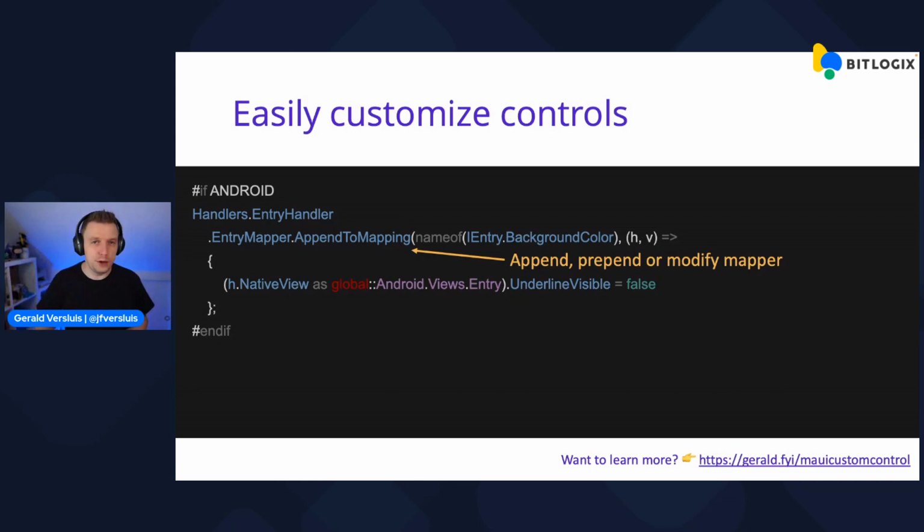You can also do prepend, which is a very specialized one, because then you're going to run your mapper before ours are going to run. So there's a chance that it might get overridden, or you can modify the mapper, and that's basically saying like, okay, .NET Maui team, you've done a wonderful job with this mapper. I'm not going to use it. I'm just going to write my own complete mapper. So you'll replace the whole thing basically, which is typically not something that you want to do. So yeah, and that's how you can then access the platform view. So in this case, you can see the android.views.entry underline visible false. You can write all the platform code like this.